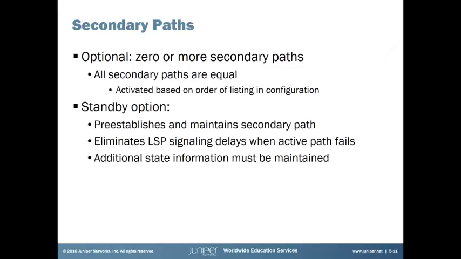So secondary paths are a protection mechanism in that they do give us another path that our LSP can use if the primary path fails. So we're not waiting for a new primary path to be signaled before we can re-establish our LSP connectivity. We've got a secondary path ready to go. So we can have these secondary paths already signaled up just using the standby option in the configuration, which eliminates the time it would then take to signal up the path after the primary one fails.